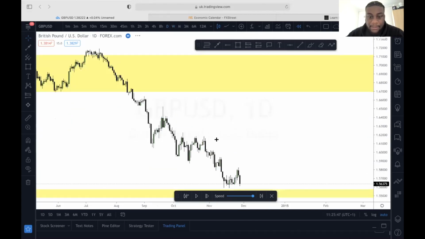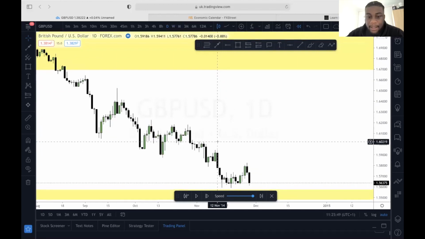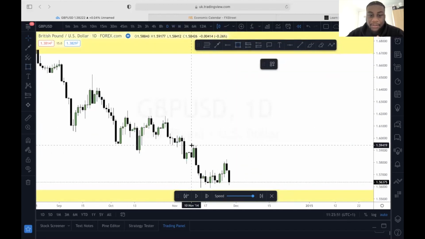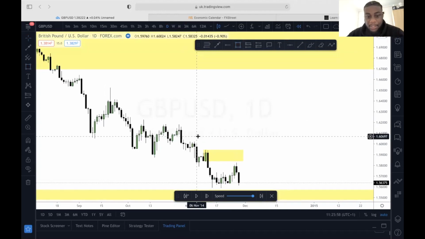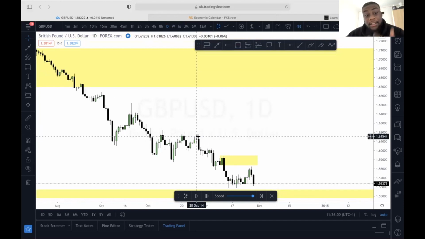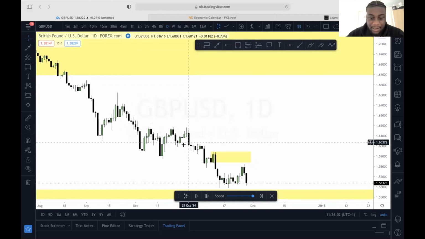Let's head down to the daily. Okay, cool. So the daily. Now, the daily is where you actually start to find your setups. Remember, if you find a trade setup for that time frame, understand that you need to manage that trade setup on that specific time frame. So if it's a daily setup, you need to manage your trade on the daily time frame.